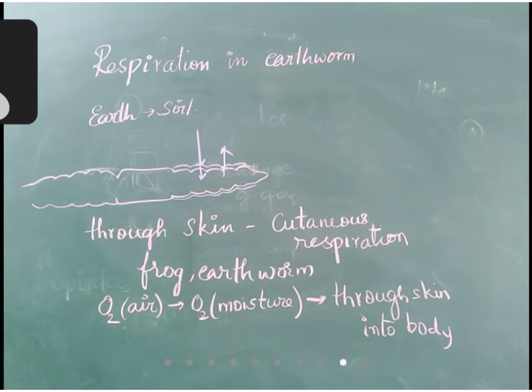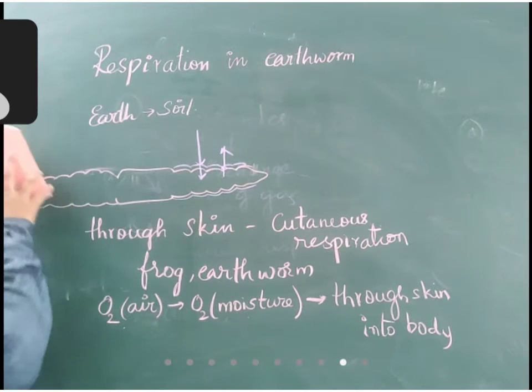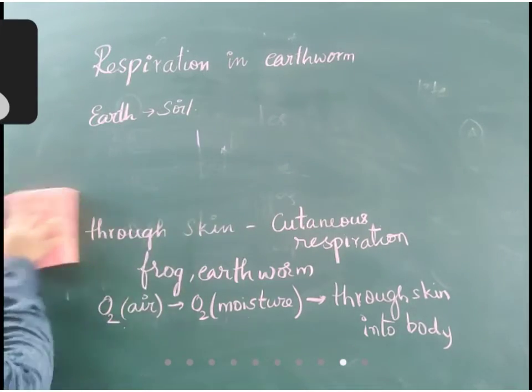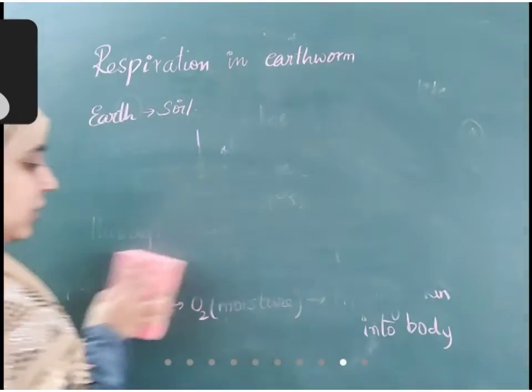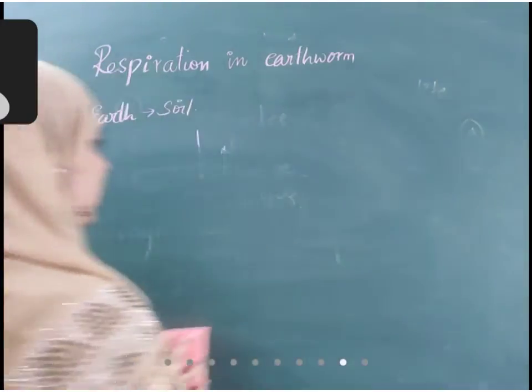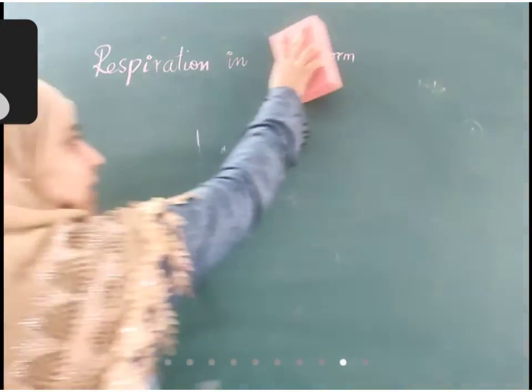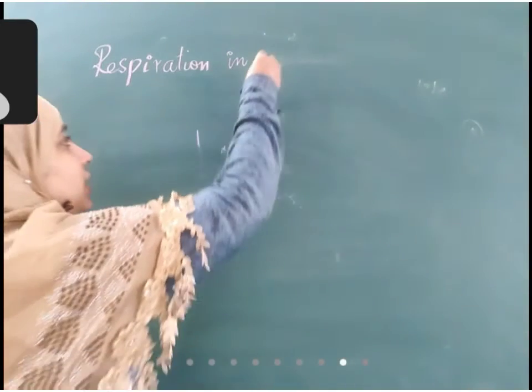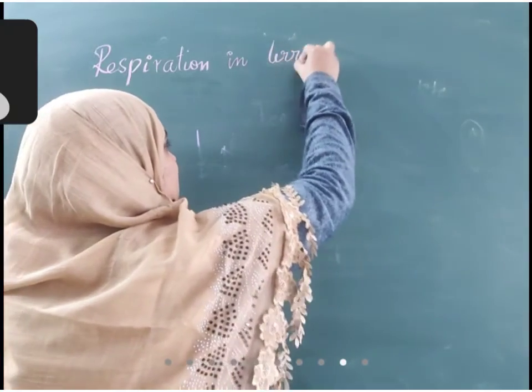Next, what is respiration through lungs? Respiration through lungs occurs in all terrestrial organisms. Respiration in terrestrial organisms.